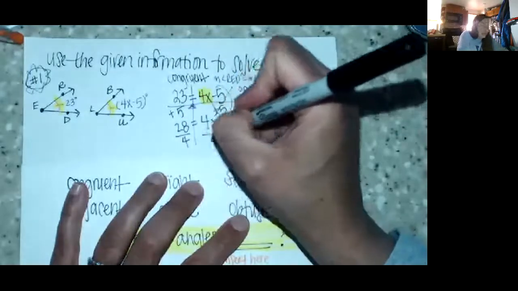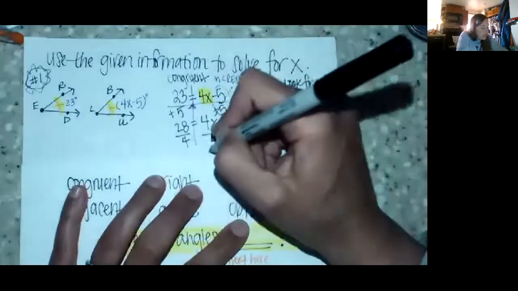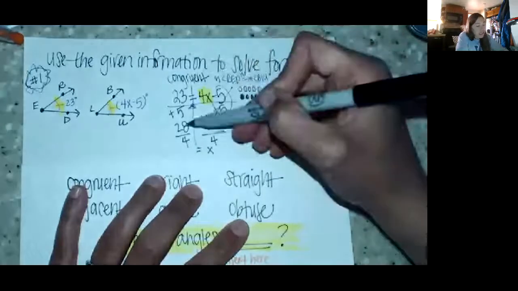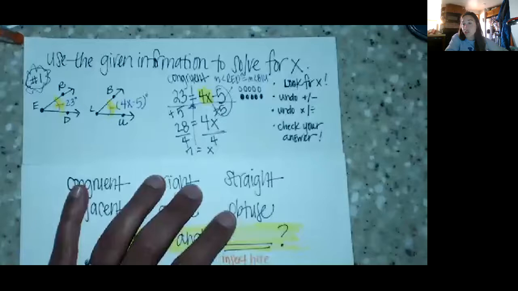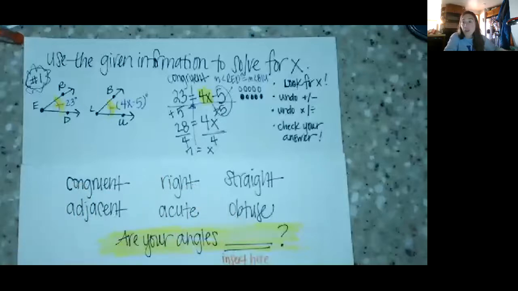Now, when I divide by 4, 4 divided by 4 is 1x. And then if I did 28 divided by 4, I would get 7. Feel free and use a calculator or a multiplication chart if you have one handy. Remember, we do have one in the front cover of our math notebook.